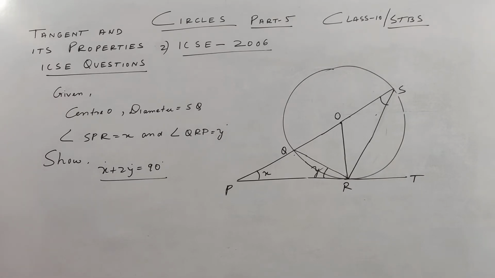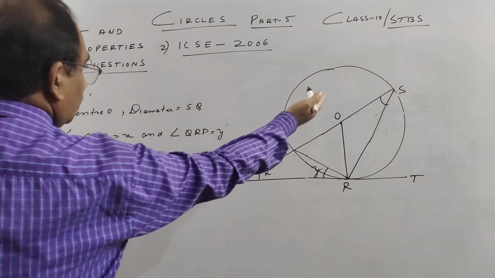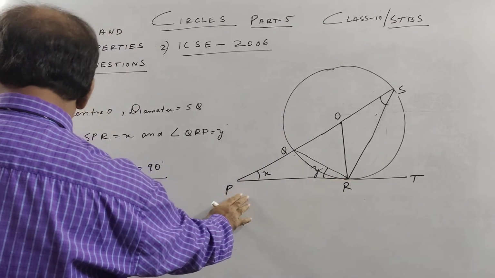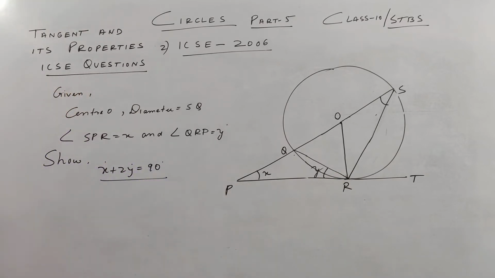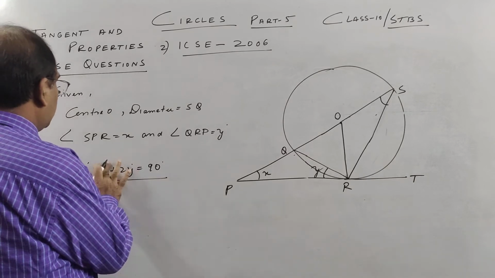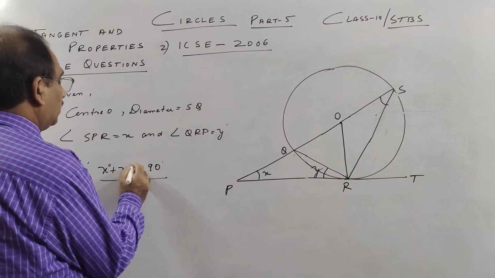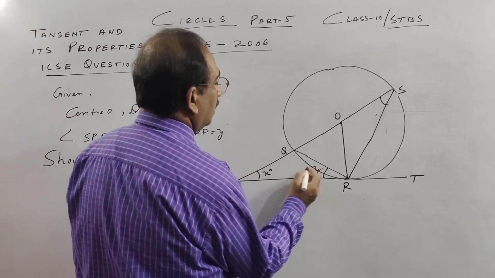Whose center is O, at R. Diameter SQ when produced meets PT at P. Angle SPR is X degree and angle QRP is Y degree. Show that X degree plus 2Y degree is 90 degree. Children, every place I have to write the degree more prominently. So X degree, Y degree.